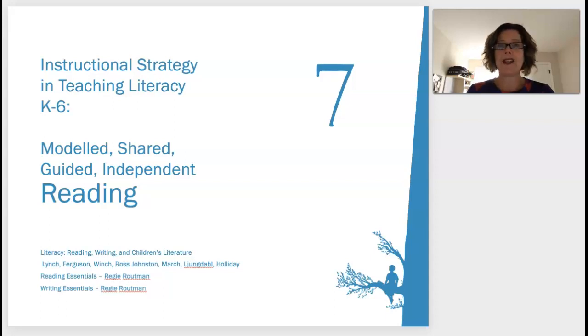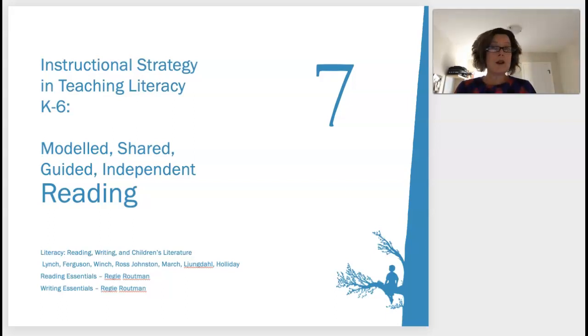All right, everyone, here we go. We are going to look at Lesson 3, Instructional Strategy in Teaching Literacy K-6. We're going to look at modeled, shared, guided, independent reading. So looking at this instructional strategy, particularly in reading. I'll do a separate video on the strategy in writing, but we're looking at this specifically for teaching reading.